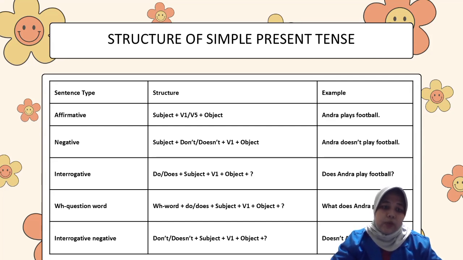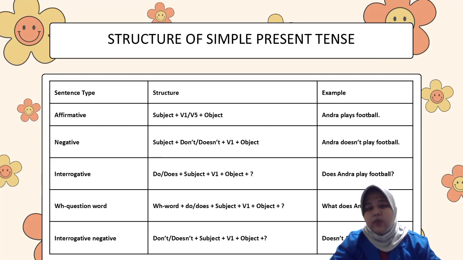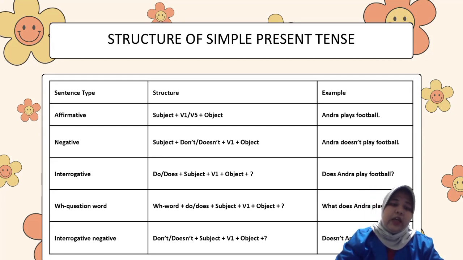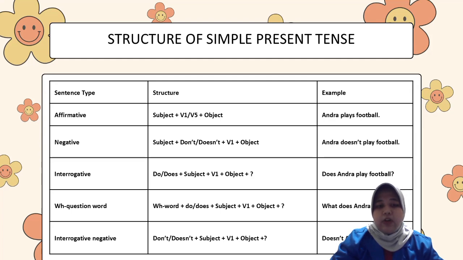Fourth is question word. The structure is what or anything else plus do or does plus subject plus verb one plus object plus question mark. The example is what does Andra play? Five, interrogative negative. The structure is don't or doesn't plus subject plus verb one plus object plus question mark. The example is doesn't Andra play football?